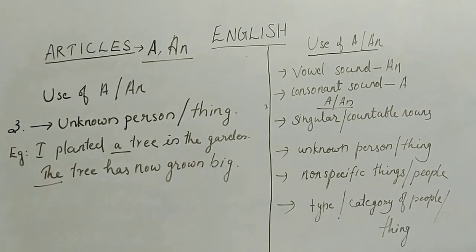Clear, students? So, the first time if you are writing any noun or a thing in a sentence, if it is a countable noun, we can use a or an here. Any indefinite articles we can use here. That's why unknown person or thing we can write a or an here. And the second one, if you are repeating it again, we can write the definite article the.